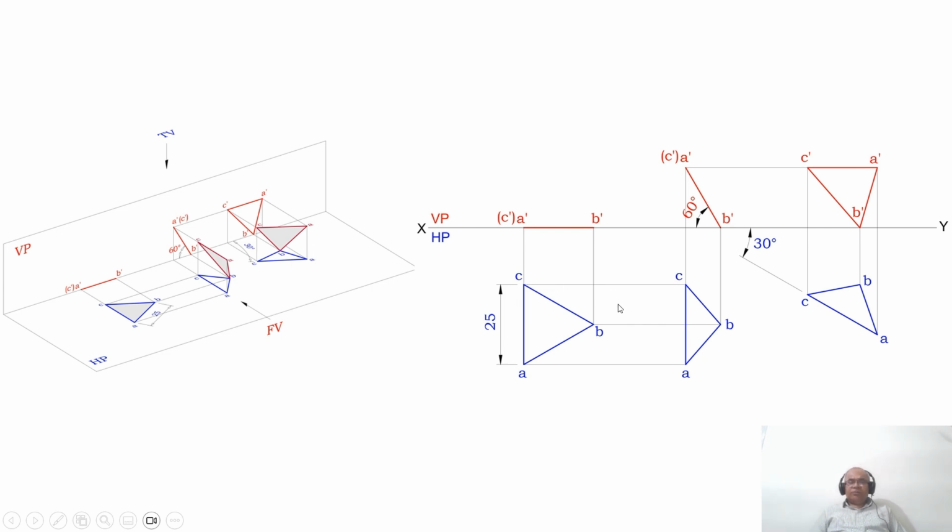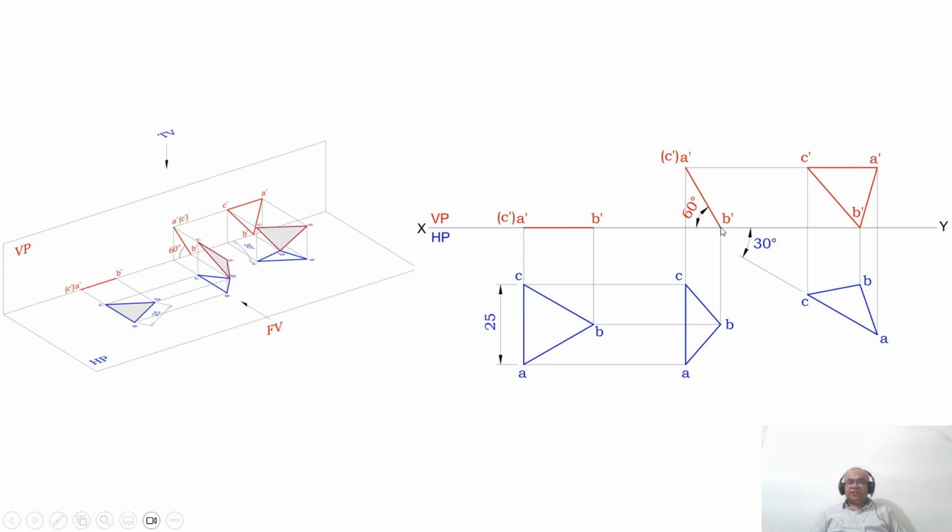How do I know that my problem is right? Even in the final position, you can see that the corner is resting on HP. The corner opposite to the side A dash C dash is inclined at 30 degrees to VP. You can see that AC is inclined to VP at 30 degrees. The inclination with respect to VP can be seen in the horizontal plane. Therefore, in HP, we are drawing at an angle of 30 degrees. And one of the corners is resting on HP.